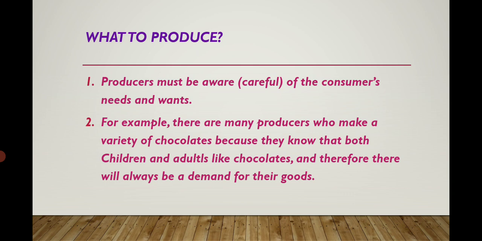Now, what to produce? This is a very important question. Number one, the producer must be aware, means he should be careful of the consumer's needs and wants. He should keep in mind what the consumer wants and what their needs are. For example, there are many producers who make a variety of chocolates because they know that both children and adults like chocolates, and therefore there will be a demand for their goods.